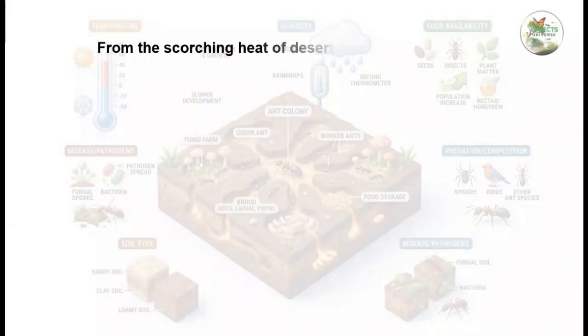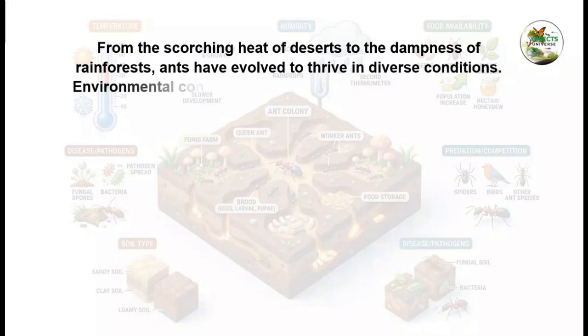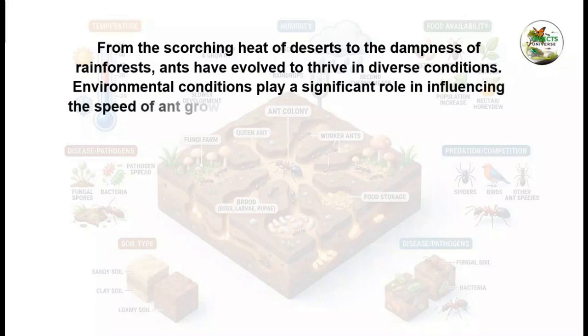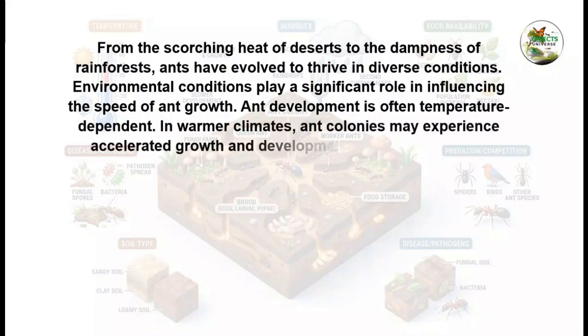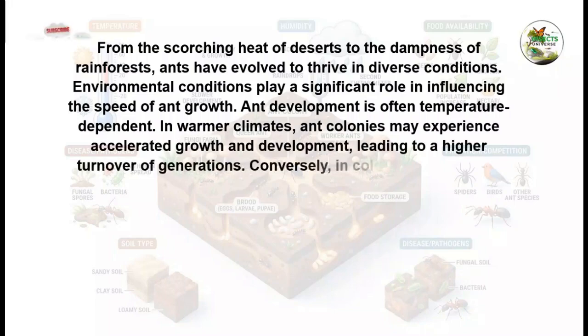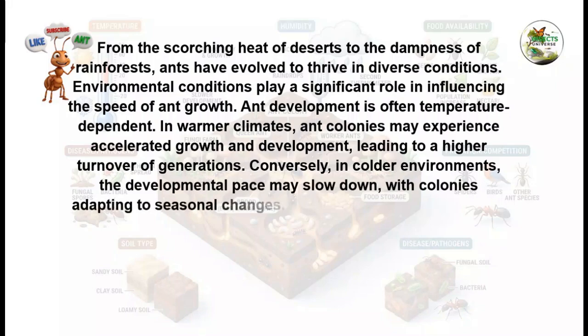From the scorching heat of deserts to the dampness of rainforests, ants have evolved to thrive in diverse conditions. Environmental conditions play a significant role in influencing the speed of ant growth. Ant development is often temperature dependent. In warmer climates, ant colonies may experience accelerated growth and development, leading to a higher turnover of generations. Conversely, in colder environments, the developmental pace may slow down, with colonies adapting to seasonal changes.